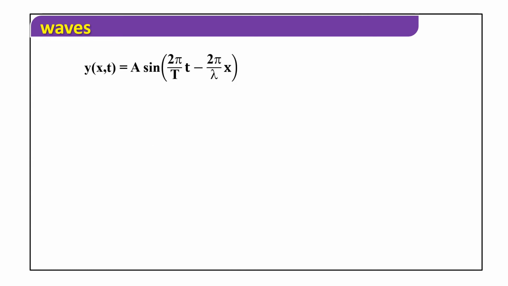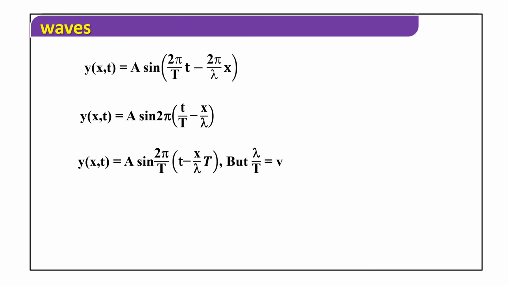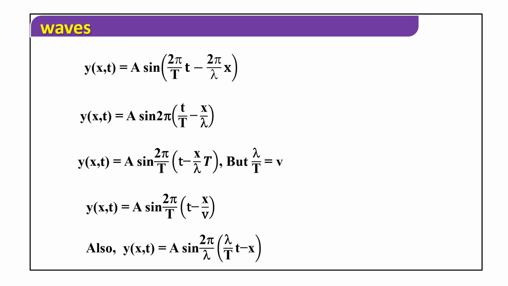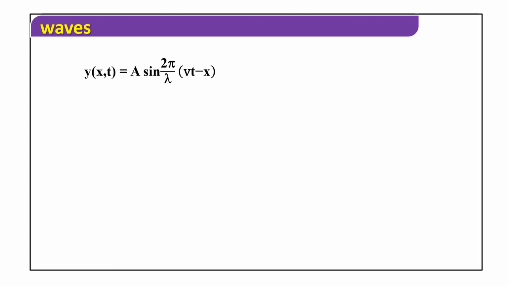y of x comma t is equal to a sin of 2 pi by T into t minus 2 pi by lambda into x. So, y of x comma t is equal to a sin 2 pi of t by T minus x by lambda. y of x comma t is equal to a sin 2 pi by T of t minus x by lambda into T, but lambda by T is equal to v. So, y of x comma t is equal to a sin 2 pi by T of t minus x by v. Also, y of x comma t is equal to a sin 2 pi by lambda of lambda by T into t minus x. y of x comma t is equal to a sin 2 pi by lambda into vt minus x.